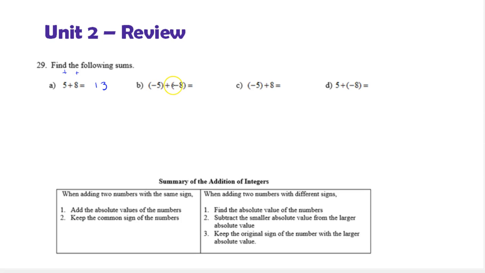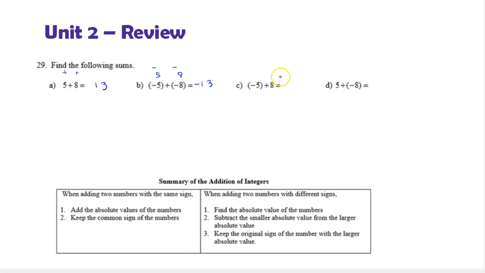Well, negative 5 plus negative 8, they're both negative, so the numbers have the same sign. The absolute values are positive 5 and positive 8. So we're going to combine those. 5 plus 8 is 13. And since the original numbers were both negative, the result is negative.